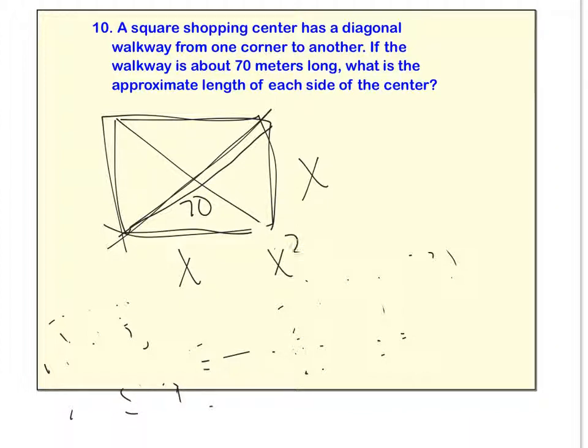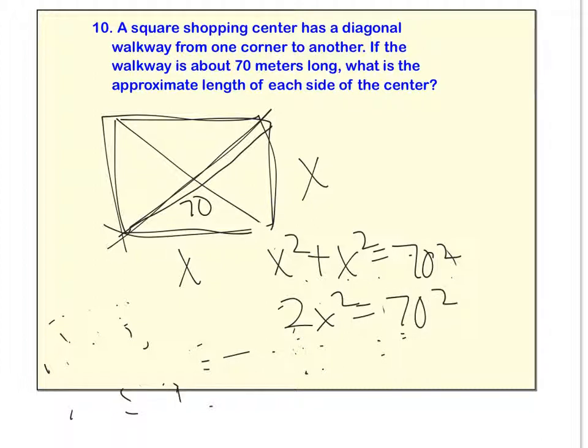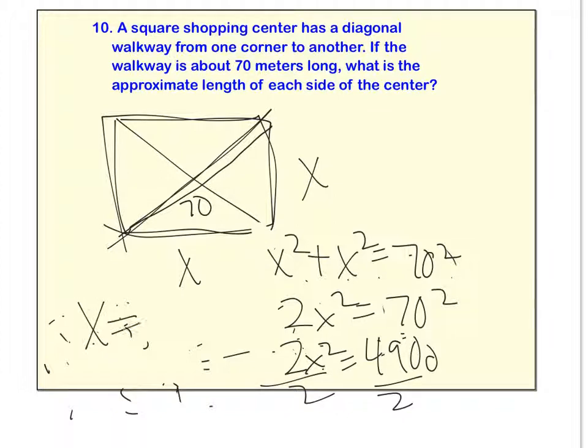So this should be x squared plus x squared equals 70 squared. Ah, that makes way more sense. So 2x squared equals 70 squared. So 70 squared is going to be 4,900. So divide, then take the square root of that, and you're going to get x equaling 49.50, approximately. So there's your answer.